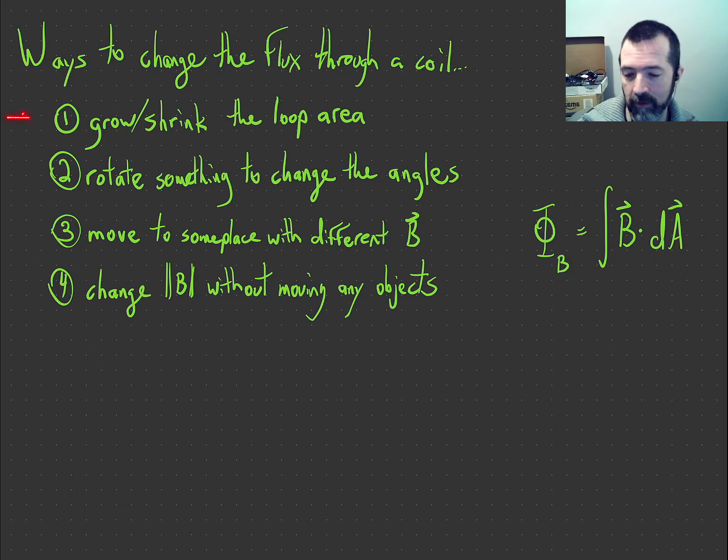So here are some possibilities. Change the area A: make it get bigger or smaller. You could cause some rotation that messes with the dot product. You could physically move the objects around, so if I take my coil from one place to a different place where the field is different, that's going to change the flux. You could also change the strength of the magnetic field itself without physically moving anything. If I have a coil inside an electromagnet and I change the amount of juice the electromagnet gets, that changes the strength of the field. I wouldn't have to physically pull the coil out or anything like that, but that would also change the flux.